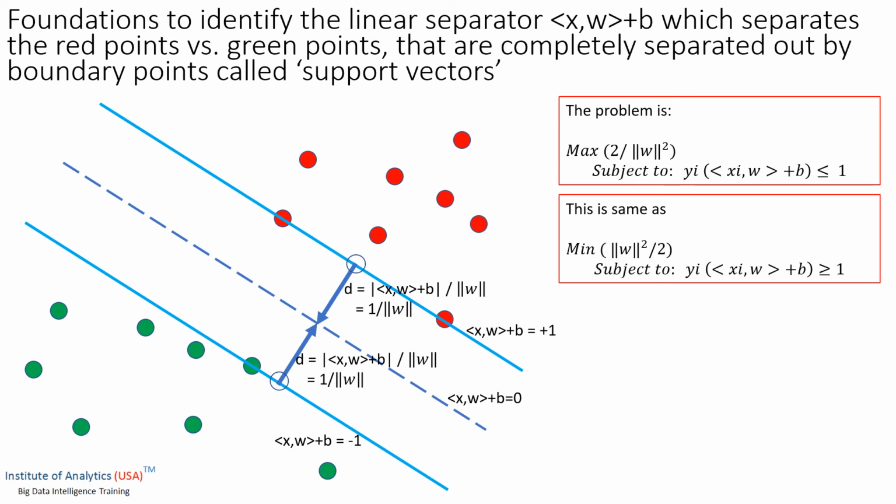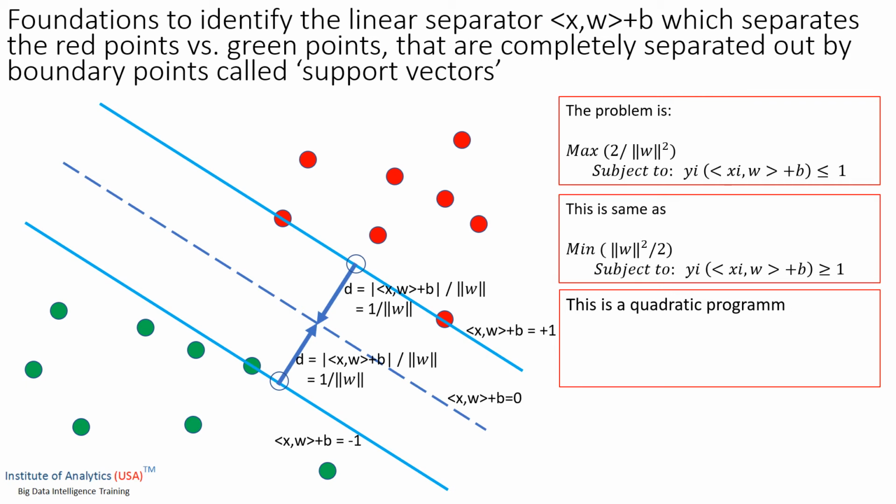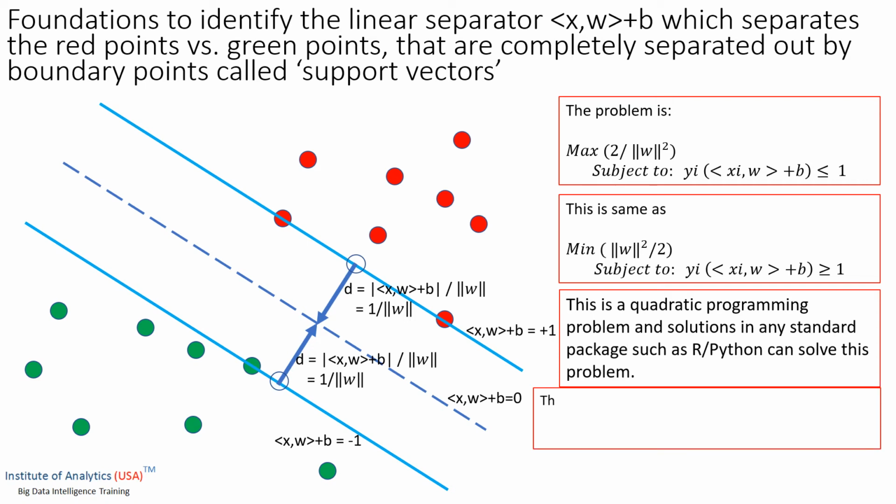So the maximization problem becomes a minimization problem: instead of 2 over norm w, I can put norm w square divided by 2. Then it is a minimization problem, and the inequality changes to greater than or equal to 1. So this setup is a non-linear quadratic programming problem, and such problems and their solutions are well understood, and algorithms are there to calculate such solutions, available in both R and Python packages.